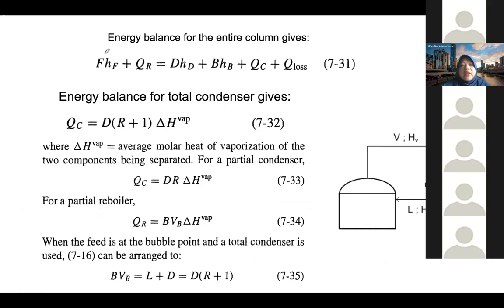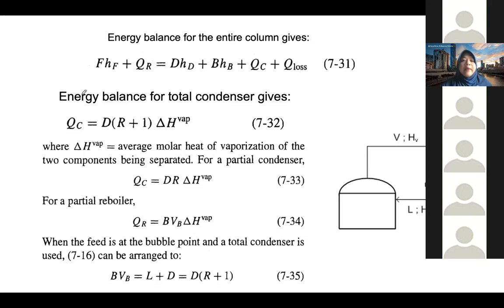It actually tells you that this is the energy balance of all of them. The heat from the feed plus the reboiler that we heat up from the bottom equals the distillate multiplied with the enthalpy of the distillate, plus the enthalpy of the bottom multiplied with the liquid in the bottom, and then also the Q condenser, and also maybe a Q loss if we have one.